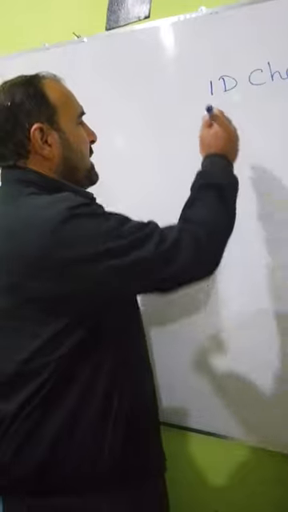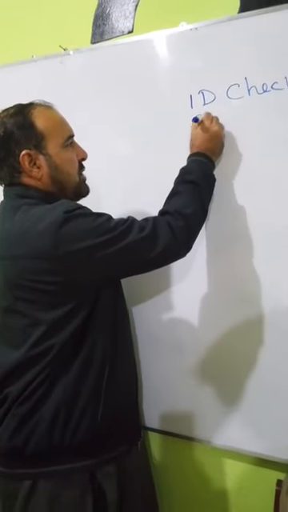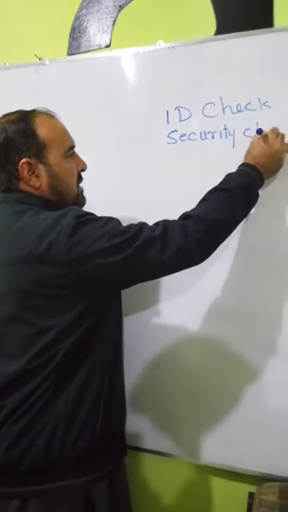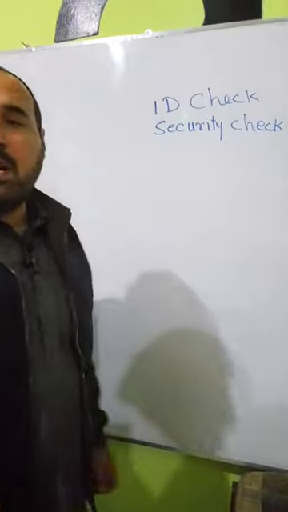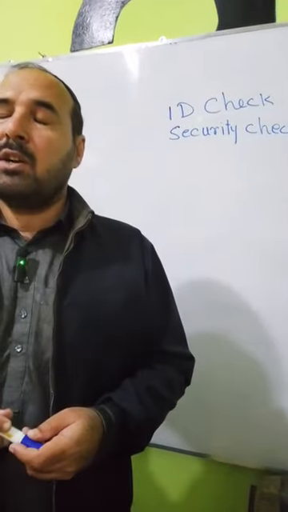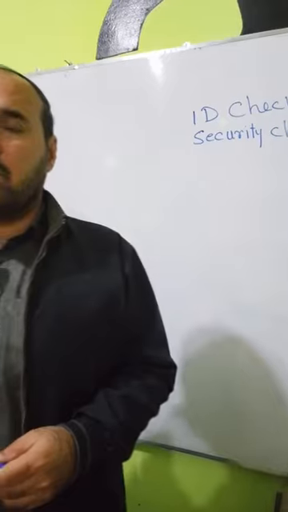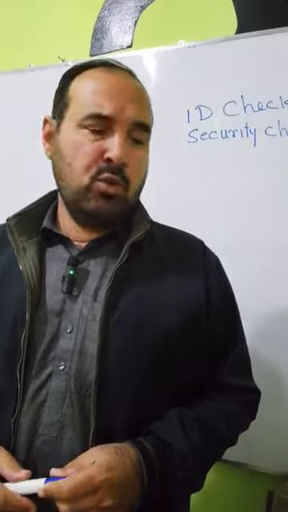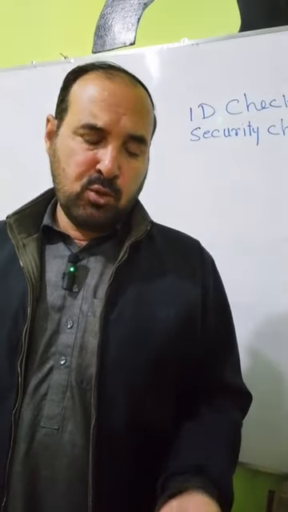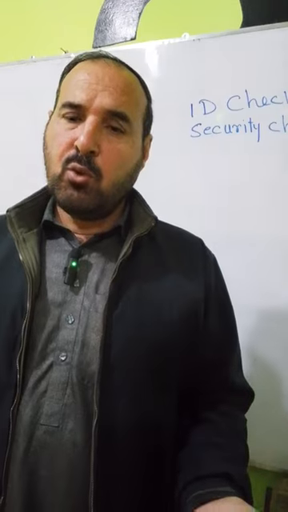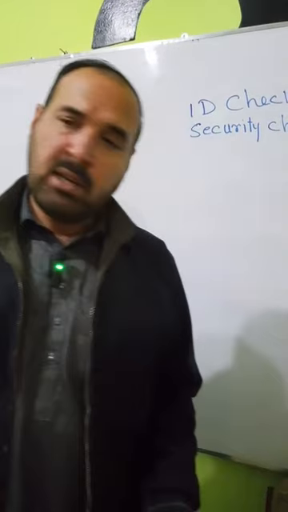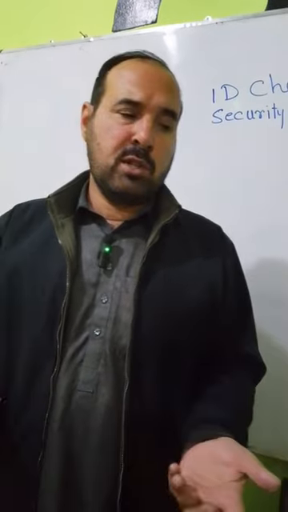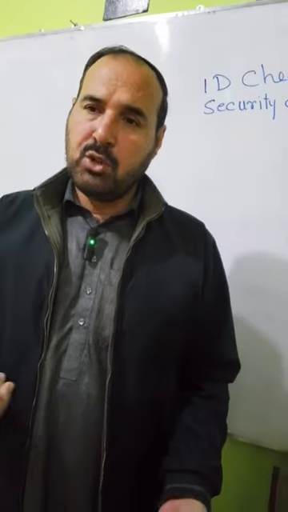Then there will be another part which is called security check. After the identification check, the examiners will ask you some questions related to security. They will ask you, well, can you show me your desk? And you will stand up and you will show your desk with your laptop, and you will say, okay, this is my desk. Then they will ask you, can you show me your chair? And you will say, yes, why not? Sure, this is my chair.